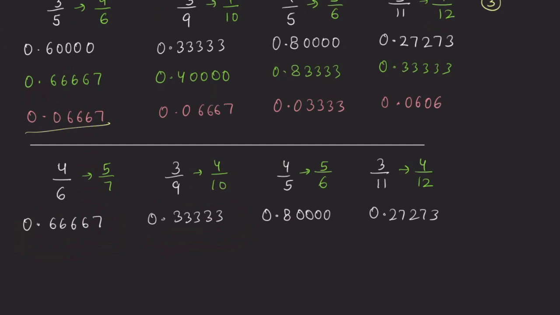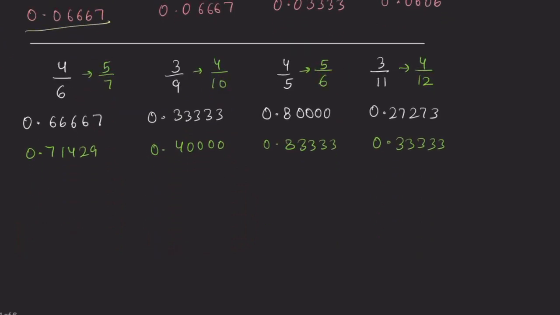The new pass ratio will be 0.71429, 0.40000, 0.83333 and 0.33333. So now what are the deltas that we are getting? So this one will be 0.04762, this one will be 0.06667, this will be 0.03333, and this will be 0.06060, right? So now which is the greatest delta? This one, right? So the fourth student will be assigned to this class.